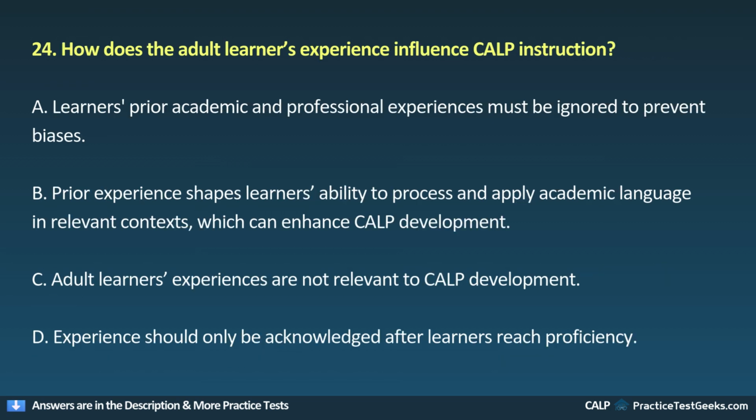24. How does the adult learner's experience influence CALP instruction? A. Learners' prior academic and professional experiences must be ignored to prevent biases. B. Prior experience shapes learners' ability to process and apply academic language in relevant contexts, which can enhance CALP development. C. Adult learners' experiences are not relevant to CALP development. D. Experience should only be acknowledged after learners reach proficiency.